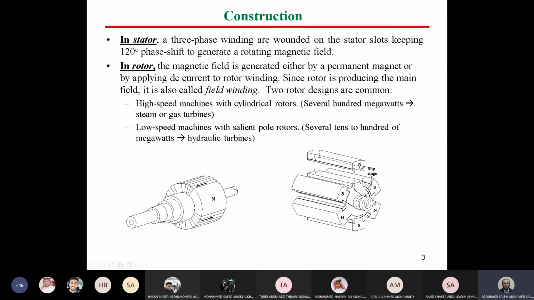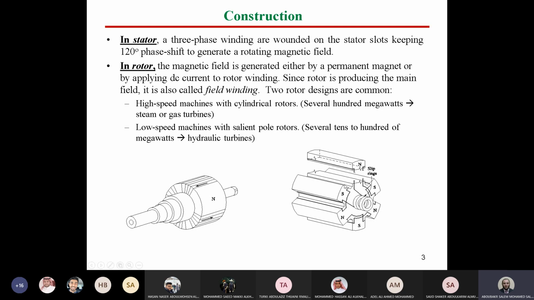This rotor structure is used when the number of poles is very high. Here the number of poles is small, just to be shown in the figure. However, in reality, the number of poles for this machine can reach 70 poles. In this case, the diameter will be very high, maybe reaching 15 meters, or 1.5 meters. This is the diameter of the rotor, and the length of the rotor is smaller compared to the cylindrical one.